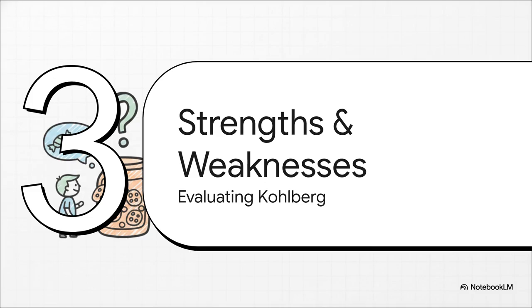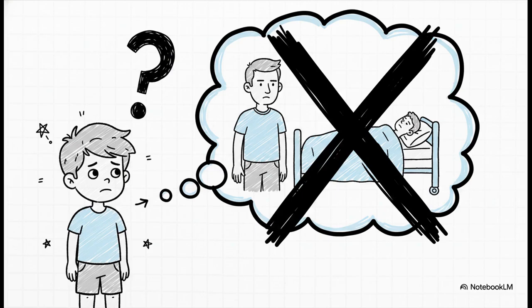Section 3. Evaluating Kohlberg. Let's look at those strengths and weaknesses. Okay, so the biggest, most glaring issue with Kohlberg's work is that his dilemmas lack ecological validity. They are incredibly artificial. I mean, just think about his sample for a second. He was interviewing 10 to 16-year-old boys.